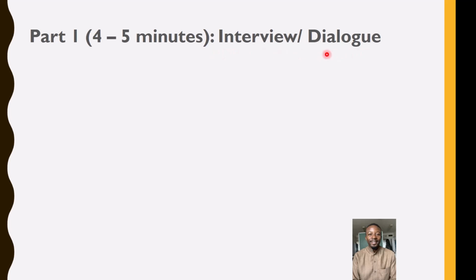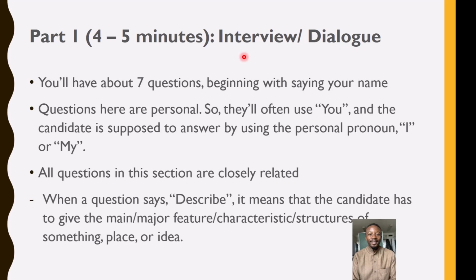Now, what comprises this first part? You're going to have about 7 questions, and this will begin with you saying your name. So they may ask you, what's your name? And you have to say your name, and they'll move ahead to ask you, how can I call you? The examiner wants to know which of your names they can use to call you. Because when they ask what is your name, they want to know your full name.